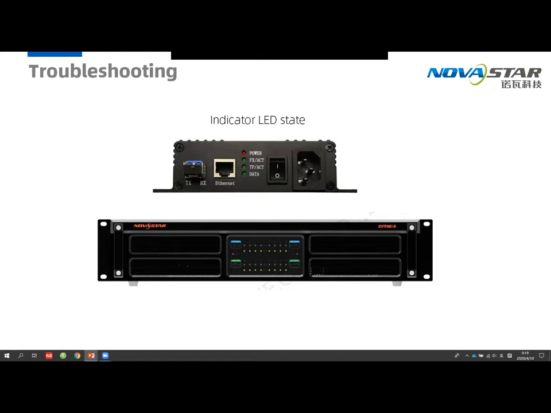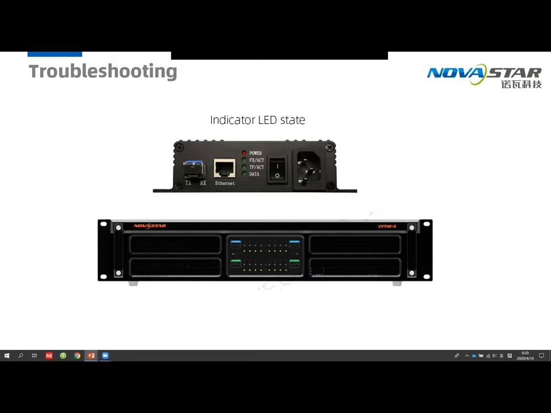And for the CVT 4K, in the middle of the front panel, we also have some indicator lights. You can see here, they come in 16 pairs, two lights for each. The top one, the green light, is always on when you connect to the port. When the yellow indicator is flashing, it means the port is transmitting data. When the yellow indicator is always on, it means the port doesn't transmit data.